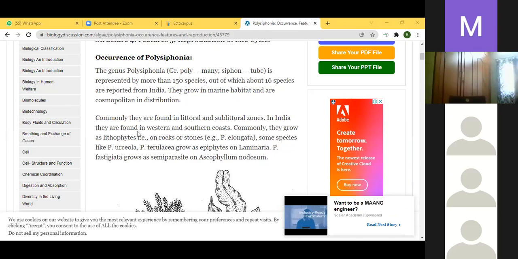Next one, ma'am. Today I'll explain another class, the Rhodophysi members. The Rhodophysi members are the red algae, the last class. In this Rhodophysi, what characters are there? Which color is there? The members belonging to this class are commonly called red algae.